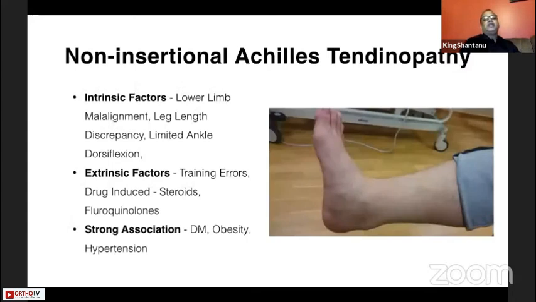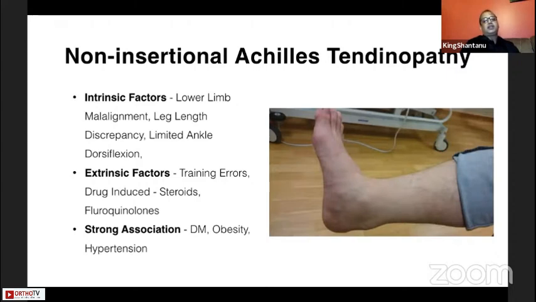Apart from these things, there are certain intrinsic factors. There are certain patients who are more predisposed. We know in these patients, there could be lower limb malalignment, there could be limb length discrepancy. Some patients might have limited ankle dorsiflexion.